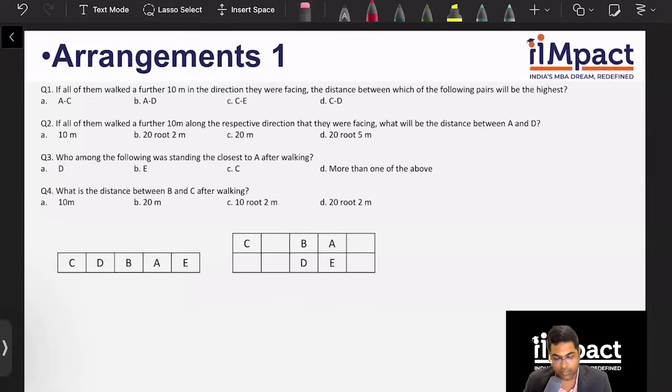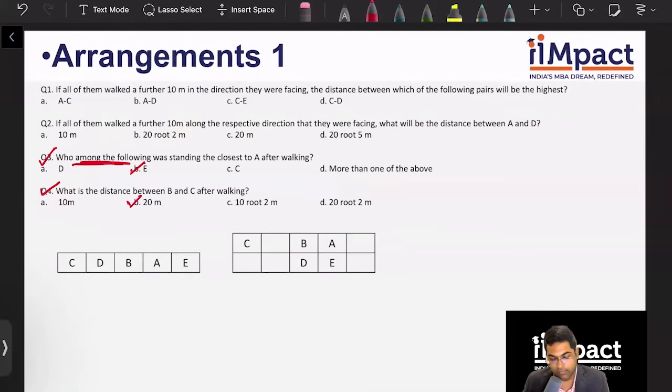Let's look at question number 3 and 4 first. They seem a little direct, right? Who among the following was standing closest to A after walking? Clearly, it was E, right? Among the following guys. Otherwise, it would be B and E both. B is not an option, so therefore, the answer is E. What is the distance between B and C after walking? 20. That's it.